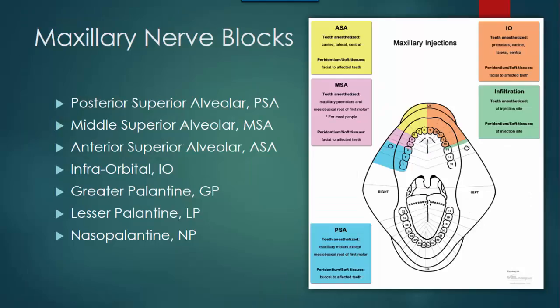Nerve blocks differ from infiltration injections in that they're deposited farther up the nerve trunk, and they will anesthetize several teeth, usually sextants or quadrants at a time. Maxillary nerve blocks consist of the PSA, which will anesthetize the maxillary molars, with the exception of the mesiobuccal root of the first molar. The MSA anesthetizes the maxillary premolars, as well as the mesiobuccal root of the first molar, and the ASA anesthetizes the anterior teeth on that one side.